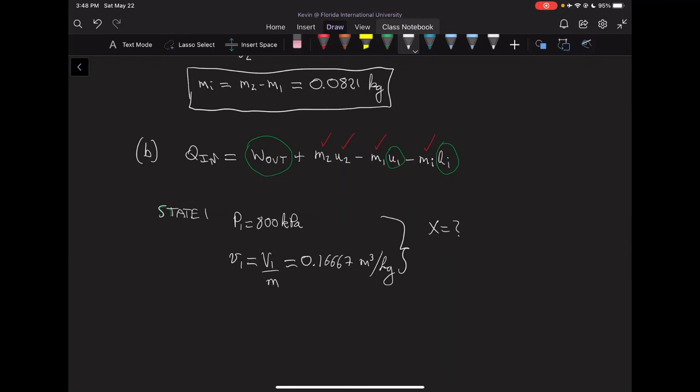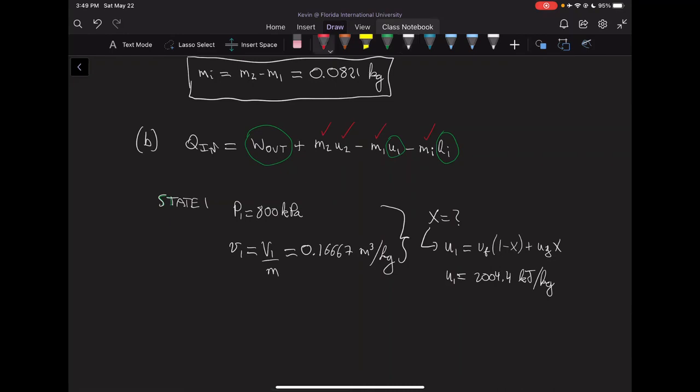And then once we find the X, we can then find the equivalent U from U1 is equal to UF times 1 minus X plus UG times X. And we get that U1 is equal to 2004.4 kilojoules per kilogram. Okay, and I'll let you do this in your own time because you should have enough training to be able to find values from your tables. So that's our state 1. So now we have U1. We're good to go with U1.